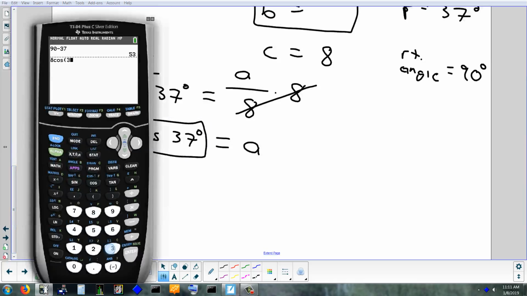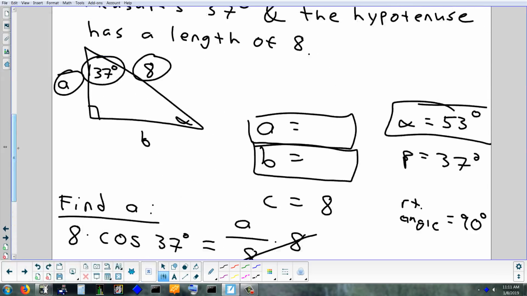So 8 times cosine of 37. 8 cosine 37. And I got to be careful because if I hit enter, that's going to be wrong. How come? Yep. You're in radians. All these problems are going to be degrees. So if you put it in degrees, it should just stay in degrees unless someone else changes it. So that's 6.389 for A.